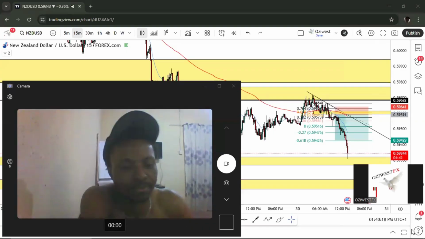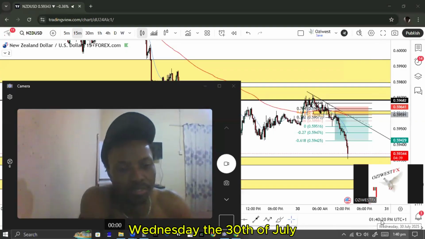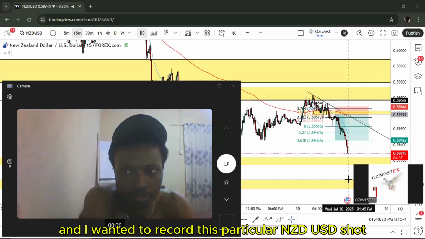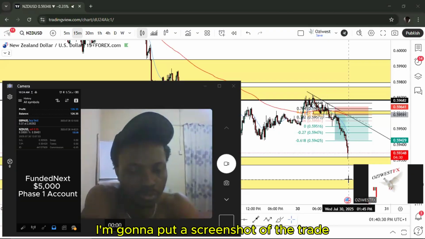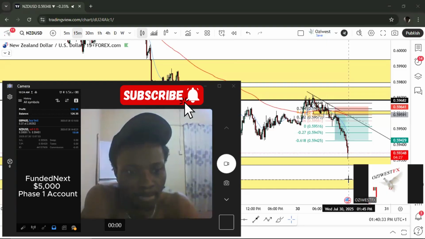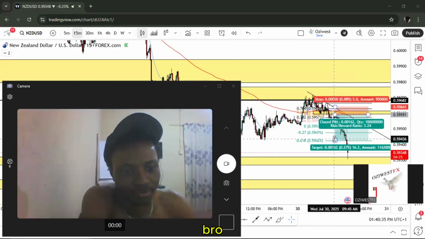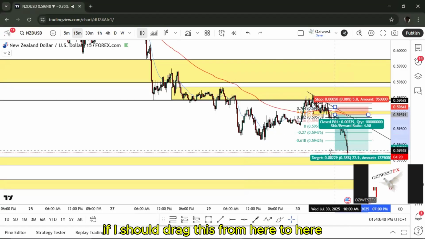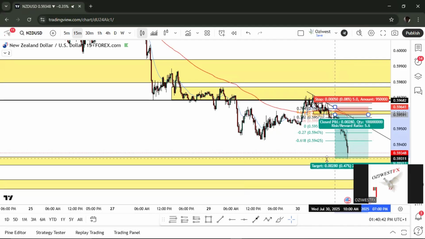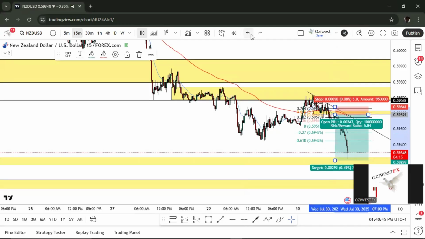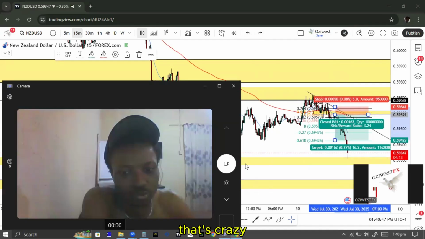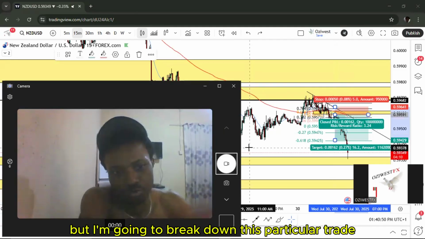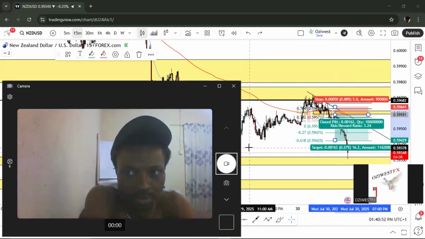So today is Wednesday the 30th of July, and I wanted to record this particular NZD-USD short. I'm gonna put a screenshot of the trade. It's like a 1:6 or so. I should drag this from here to here. Almost a 1:6. That's crazy. But I'm going to break down this particular trade for you guys.